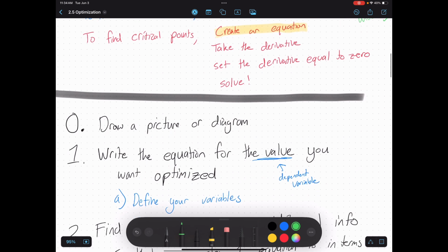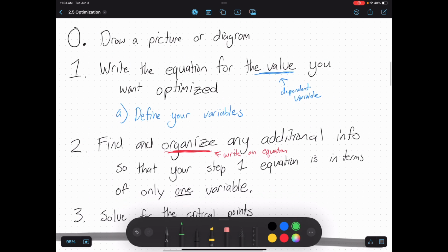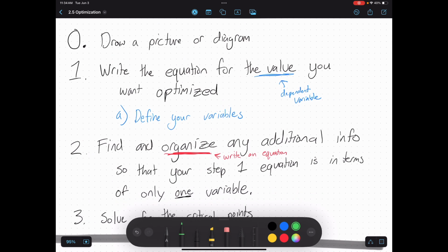One thing that might help you in this is defining your variables. Remember, the dependent variable is whatever value you're optimizing. We really want to define what my independent variables are. Well, why did I say variables, plural? Well, sometimes when we write this equation, we might have multiple variables that we're working with. And it requires the second step, where I'm going to find and organize any additional information that's given to me so that I can put my step 1 equation, the equation that I just came up with, in terms of only one variable.